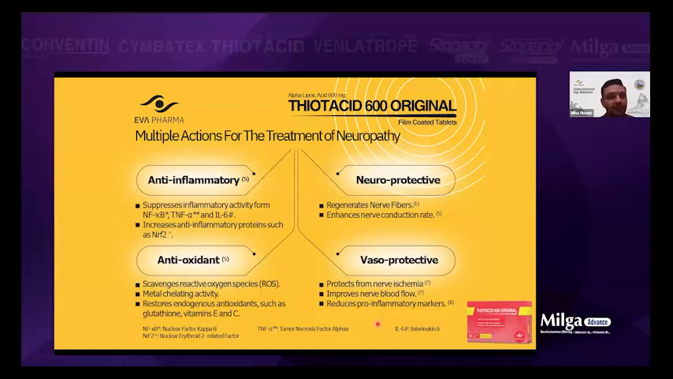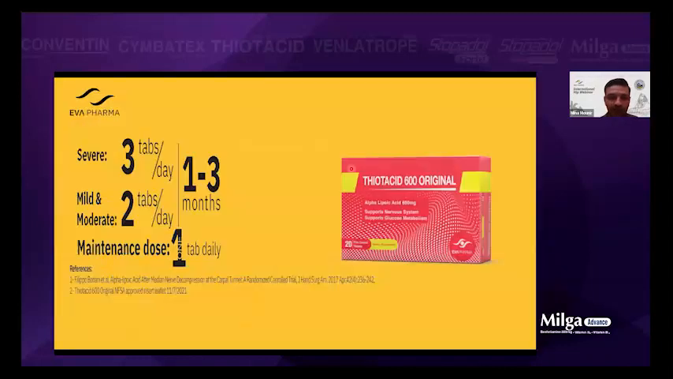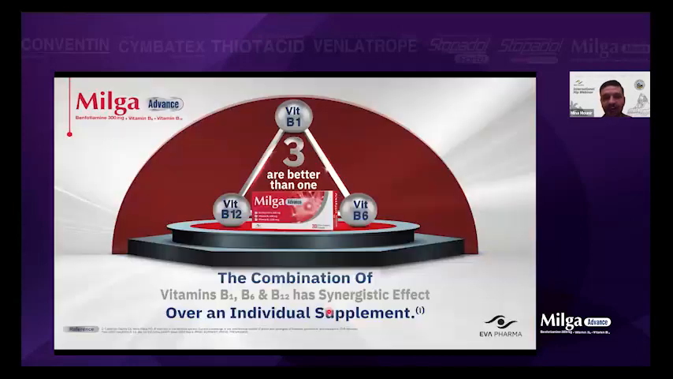Whatever symptomatic treatment you give to this patient, whatever kind of neuropathic painkiller you give in patients with entrapment neuropathies, there will be no improvement without a pathogenetic treatment. That's why we recommend Thiotacid in doses of 3 tablets per day in severe cases, 2 tablets per day in mild to moderate cases, and a maintenance dose of one tablet once daily.